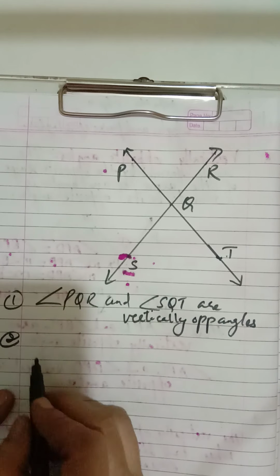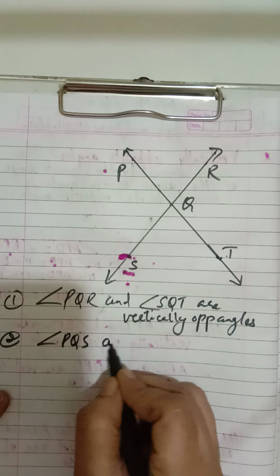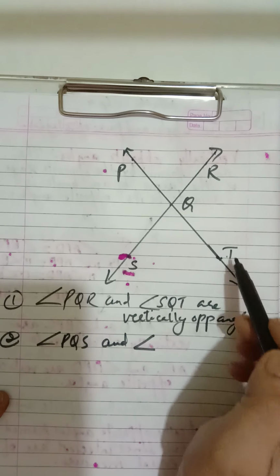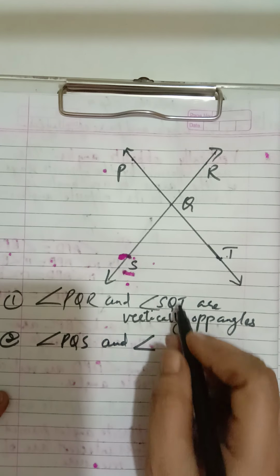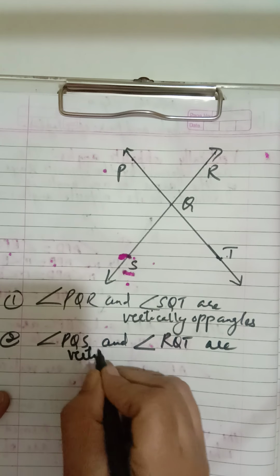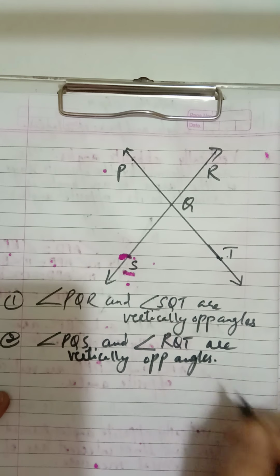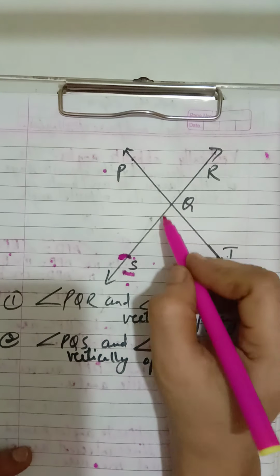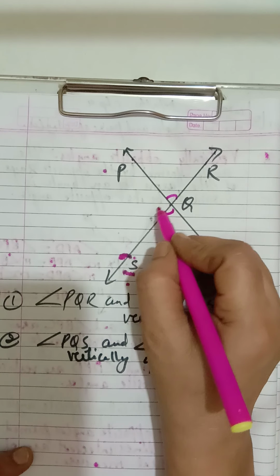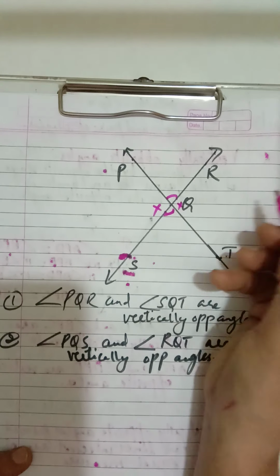Angle PQS and angle RQT, or TQR, anything you can write, are vertically opposite angles. Clear? So we can show it with a different color. These both are congruent, vertically opposite angles. This we can show by any other symbol, that is, we can show it by a cross or anything.